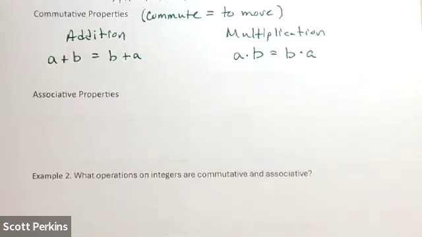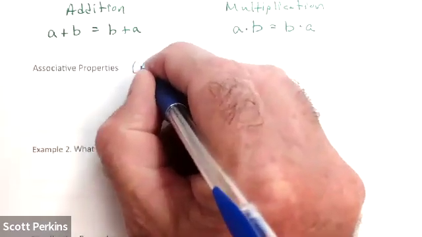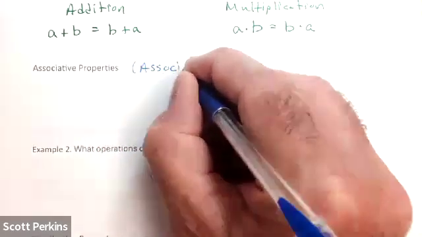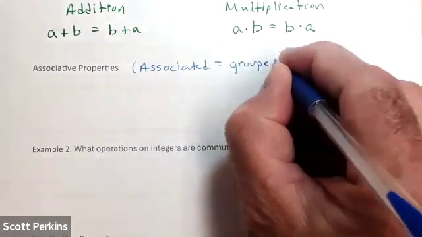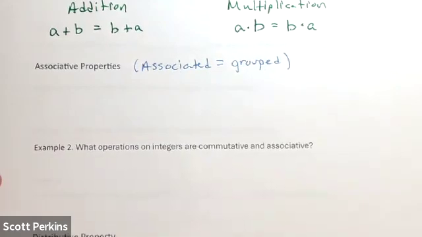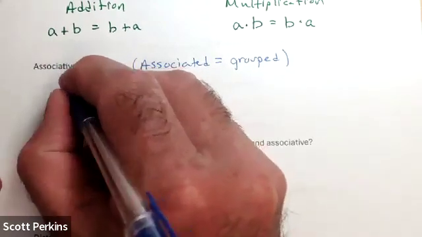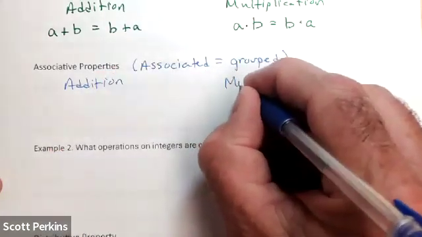The next properties are called the associative properties. The associative, to be associated with something, means that you're grouped with it. So the associative properties have to deal with how things are grouped. Again, there are two associative properties, one for addition and one for multiplication.